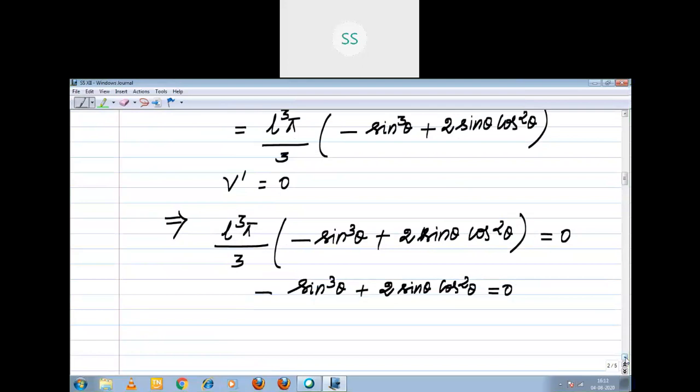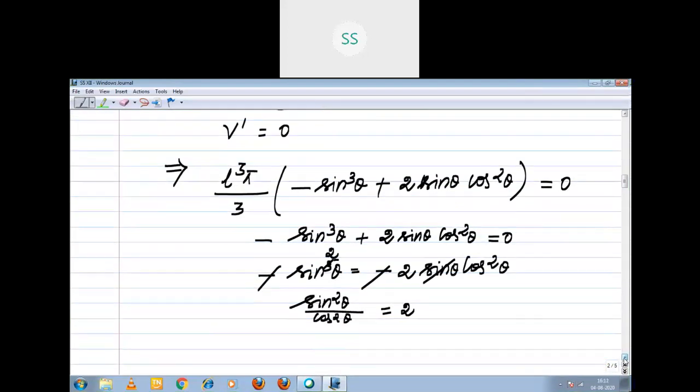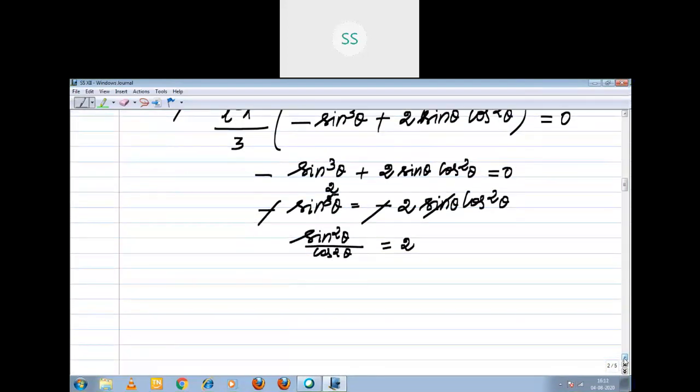Now, minus sin cube theta equal to minus 2 sin theta into cos square theta. Now you see, one sin theta cancels, and the minus signs cancel, so you get sin square theta divided by cos square theta equal to 2. I hope you people understood. What is sin square theta by cos square theta? You know, it is tan square theta.